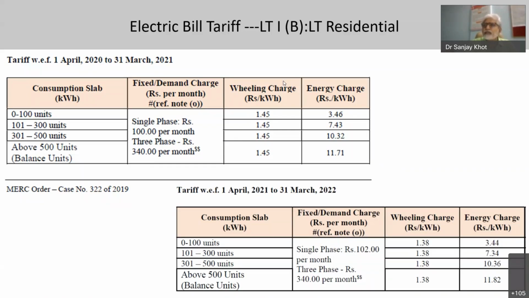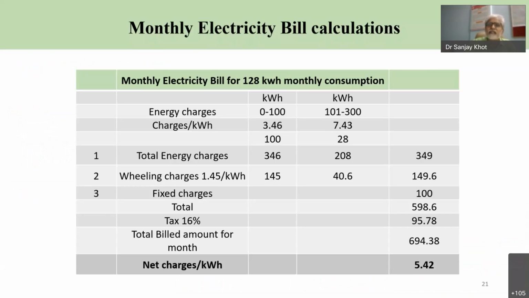In Maharashtra, almost 40 to 60% of the consumers consume electricity in the range of 100 to 150 electric units. Suppose 120 electric units are consumed by the consumer, then per electric unit, that is per kilowatt hour, it comes to 5.42. Otherwise, we always feel that our electricity charges are only 346. But if you calculate everything, that is energy charges, billing charges, peak charges, taxes and all other things, it comes to 5.42 rupees.